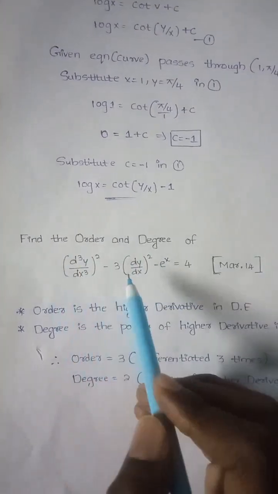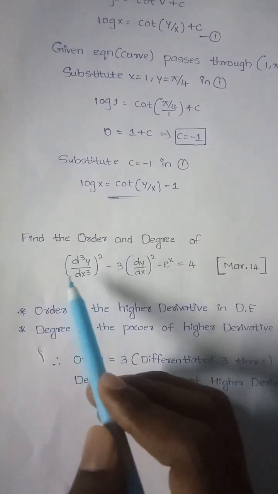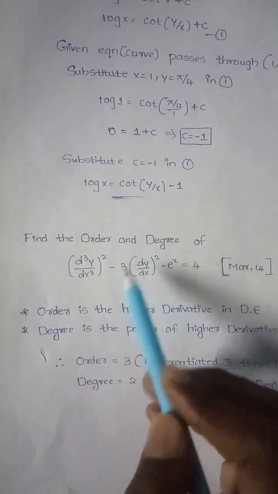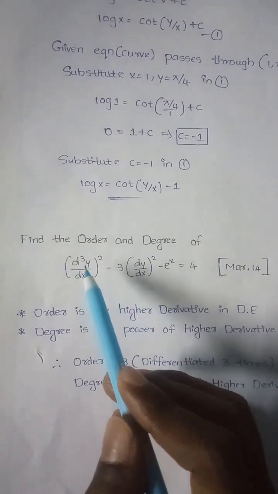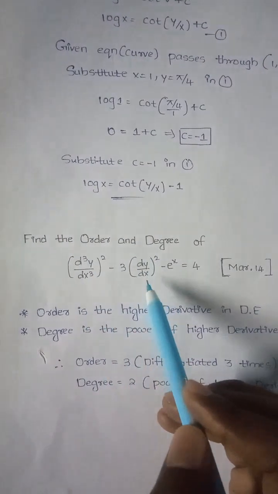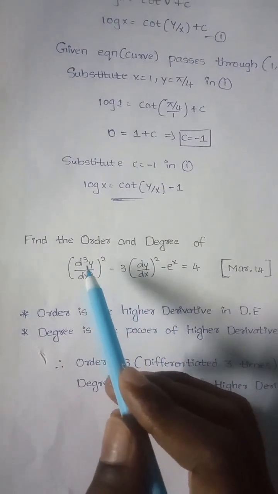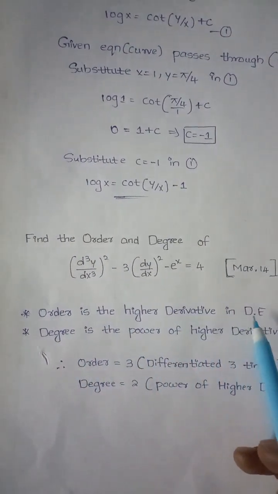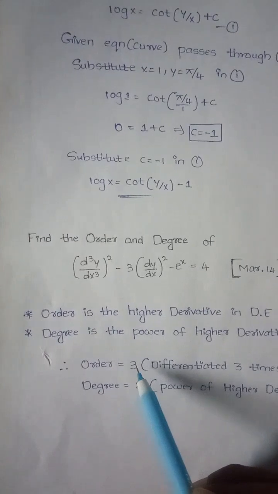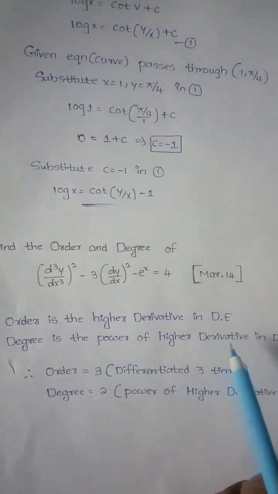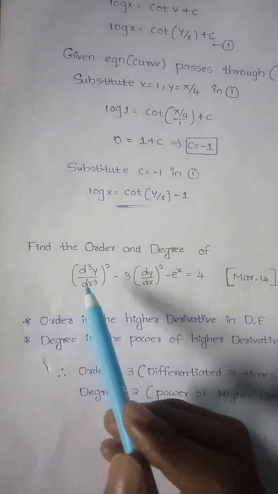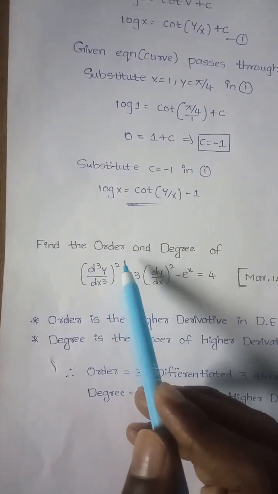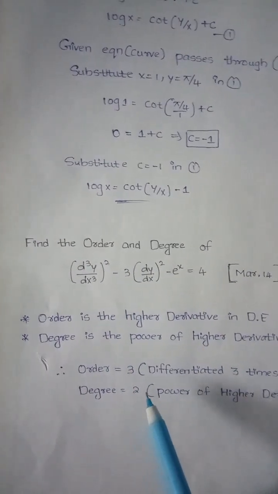And in the given differential equation, you can see that d cube y by dx cube means it is differentiated 3 times and dy by dx is differentiated once. So here, in d cube y by dx cube and dy by dx, the highest derivative is d cube y by dx cube. As I said, order is the highest derivative, so here the order is 3, right? And degree is the power of the highest derivative. Here, as d cube y by dx cube is the highest derivative, it has the power 2. So the degree is 2.